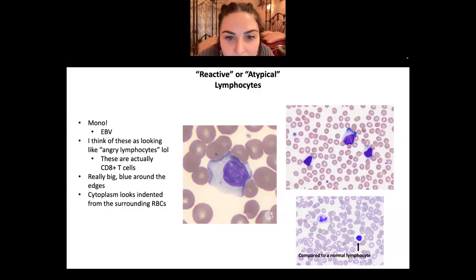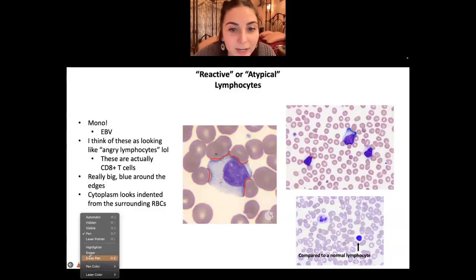So what I look for to identify these, because you're going to see in a second, these look very similar to monocytes. You can even make a little note, these look very similar to monocytes. But what you're looking for is the cytoplasm to be indented by the red blood cells. That's what you're trying to look for with these reactive lymphocytes, and they will be indented. Okay.